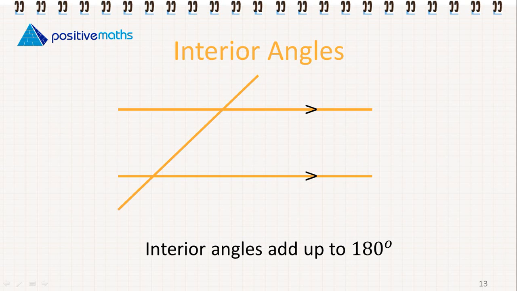Interior angles also add up to 180 degrees. The angle that's marked in orange plus the angle that's marked in blue, together they add up to 180 degrees. So if I call this angle A and this angle B, then we say the measure of angle A plus the measure of angle B is equal to 180 degrees.